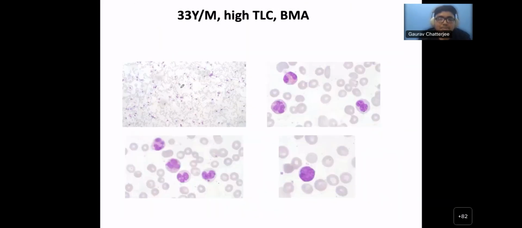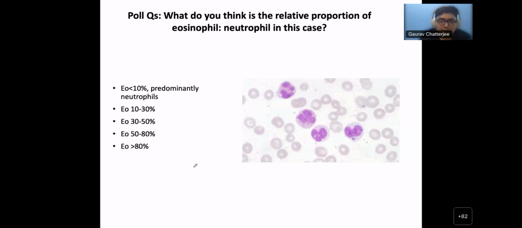And okay, so at this point, let's take a very quick detour. So just look at these cells, right? If all of you, please look at these cells. Don't say anything. Don't describe anything to me. Just look at these cells, okay? This is a 33-year-old male presented with high TLC, bone marrow aspirate showed this kind of picture, okay? Just look at these cells, maybe look at this particular cell as well. This one. Don't describe. Don't say anything to me. And this is another field. Let's assume that this is a representative field.